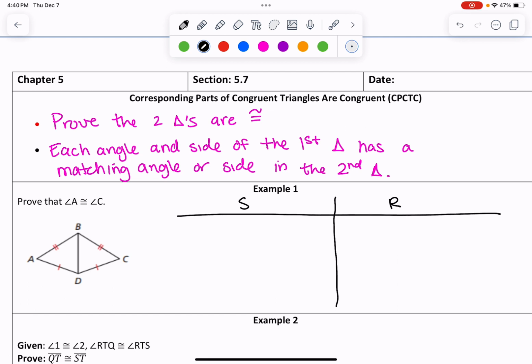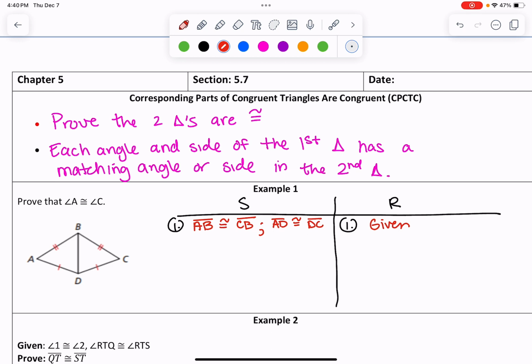And in our picture, we can see that we're given that side AB is equal to CB. AB is congruent to CB. The top sides are equal, and then the bottom sides are equal. AD is congruent to DC. And that's given to us in the picture.